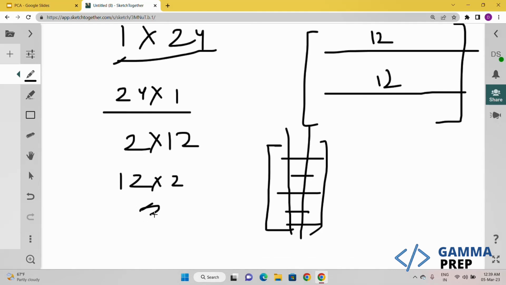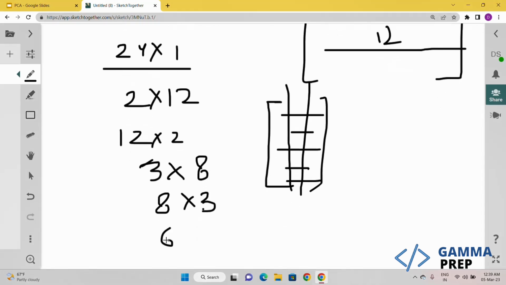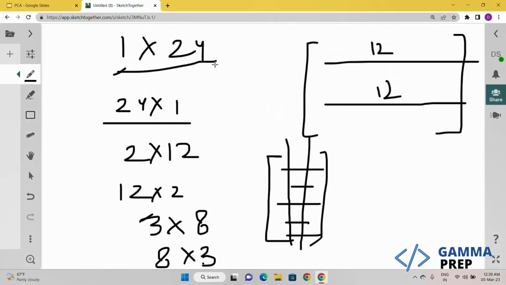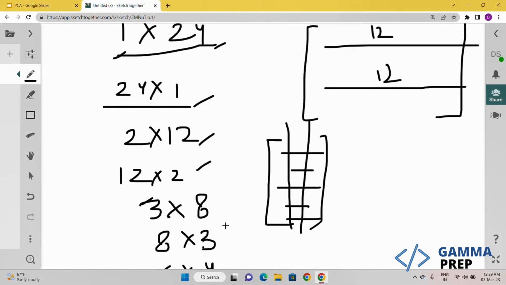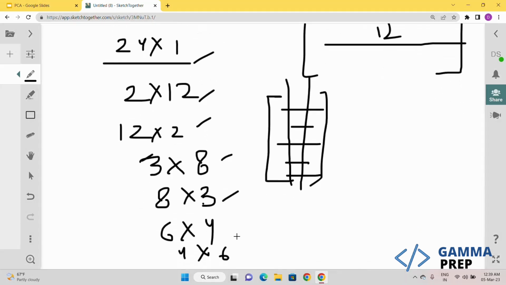Then similarly we can have 3 cross 8 and 8 cross 3. Then similarly we can have 6 cross 4 and 4 cross 6, right? So how many are there actually? 1, 2, 3, 4, 5, 6, 7, 8. So basically 8 possible orders are there.